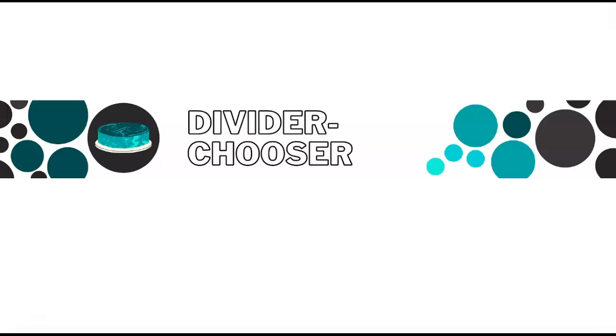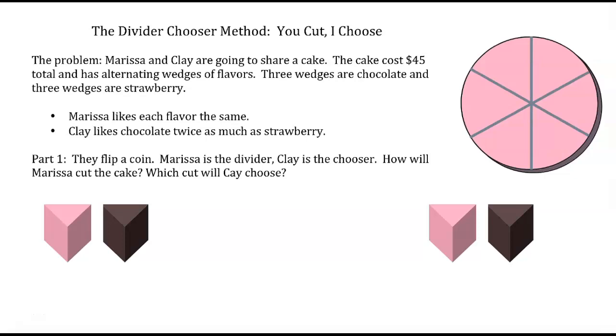This video is all about the divider-chooser method of fair division. The divider-chooser method also goes by another name, and that's the idea of you cut, I choose. When trying to divide a continuous asset that can be cut in any sort of way, you definitely don't want your friend to be the one that cuts and chooses. They'll make one piece a little bigger and give you the smaller one. But when one person cuts and the other one gets to choose, it makes everyone a little more honest.